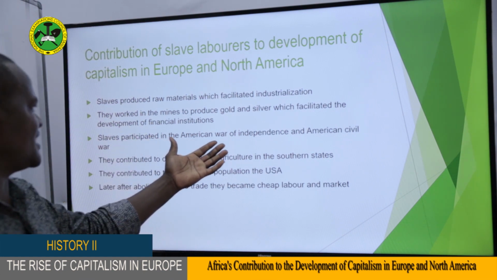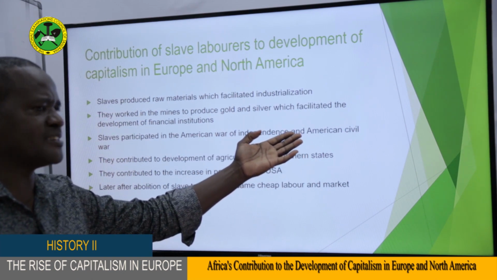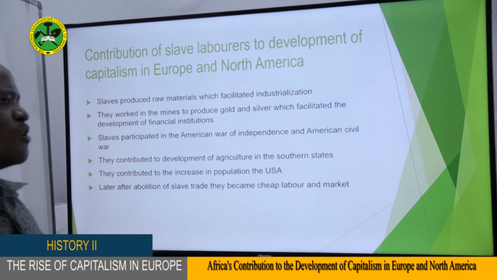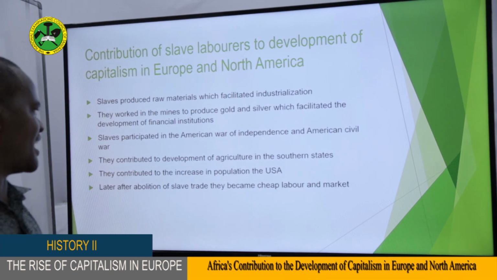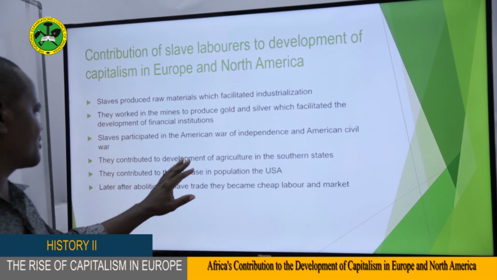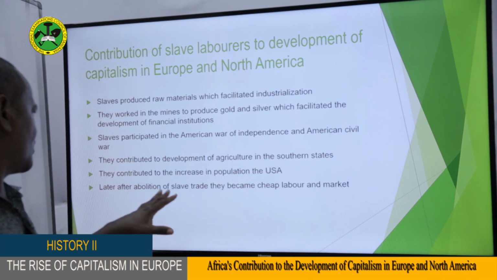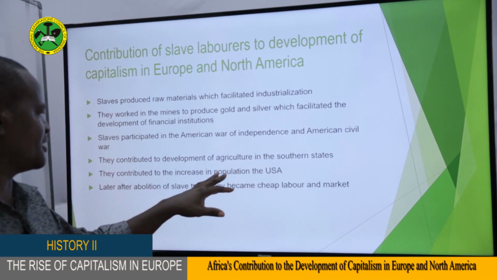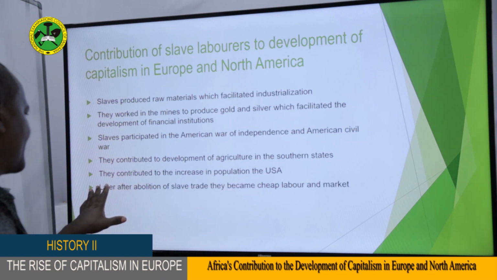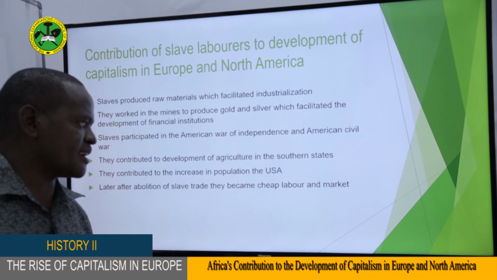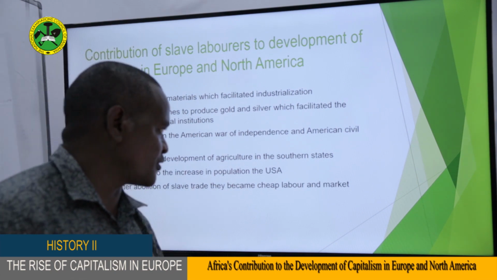Slaves participated in the American War of Independence, which started in 1776, and the American Civil War of 1861 to 1865. Also, they contributed to development of agriculture in the southern states. We have said about it. Also, they contributed to increase in population in USA. And finally, later after abolition of slave trade, they became cheap labor and a market for European goods.